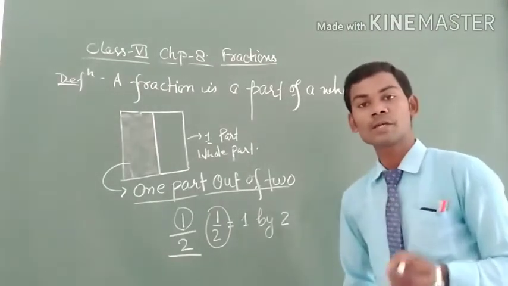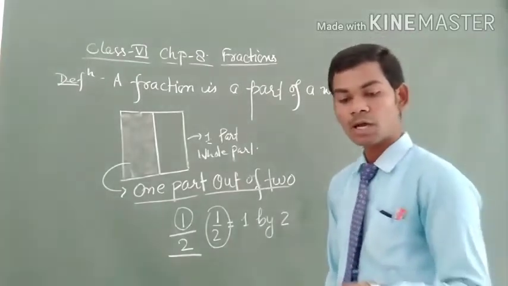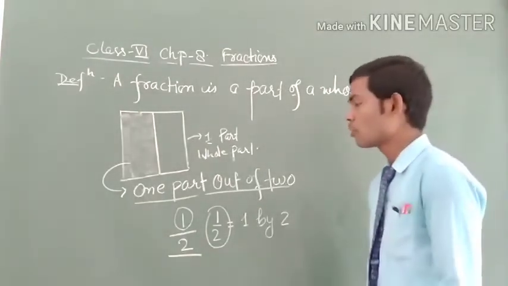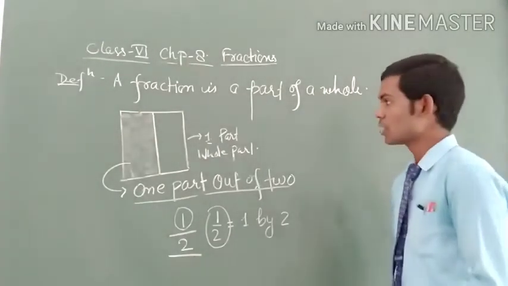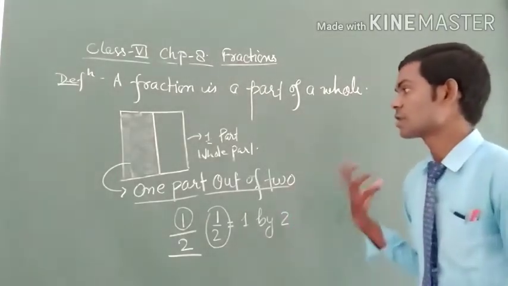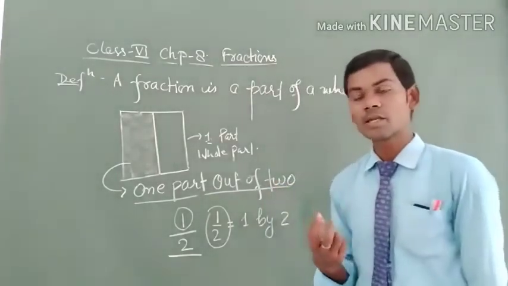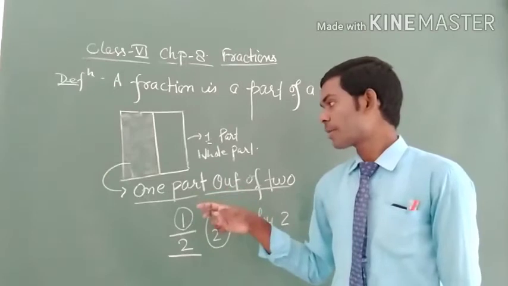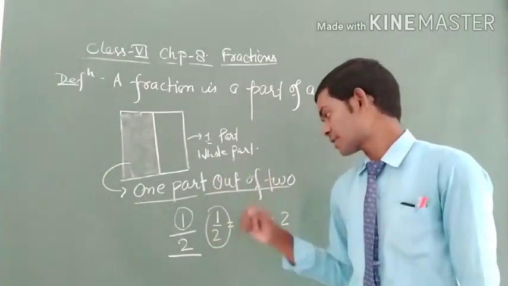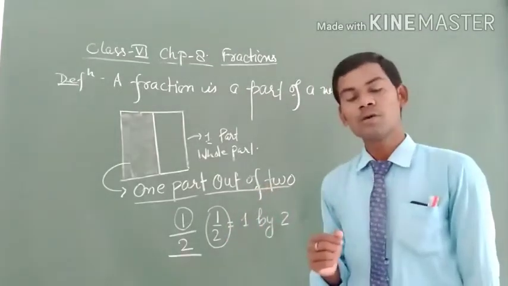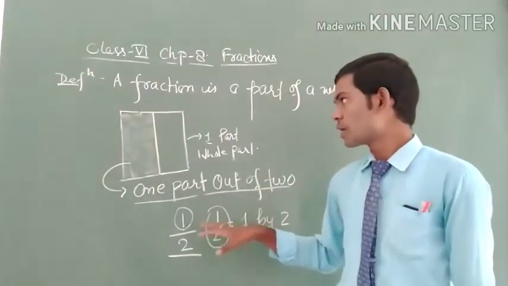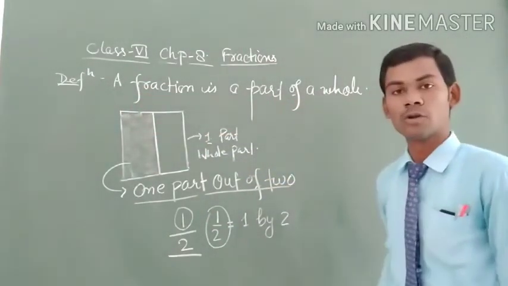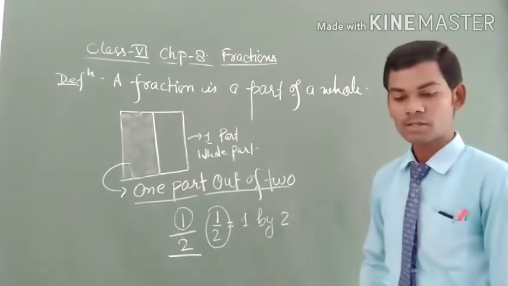When a whole object is cut into a number of equal parts, the fraction describes how many parts of the whole are to be considered. So here if I divide the square into two equal parts, then here we consider two parts, and we take one part out of two parts, then the fraction is considered as 1 upon 2. So we define the fraction, we say that a fraction is a part of a whole. Okay, I hope you get it.